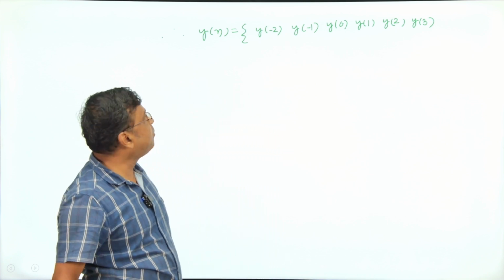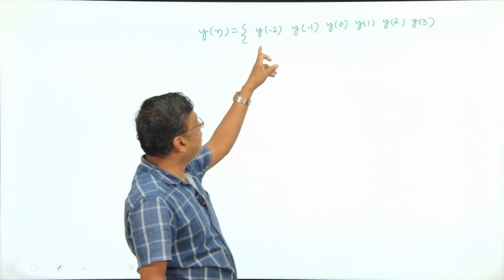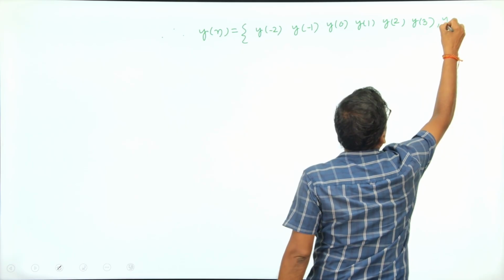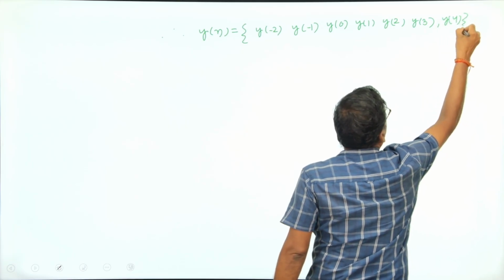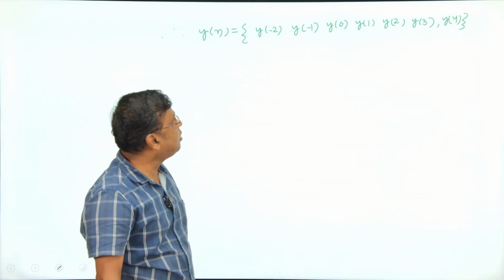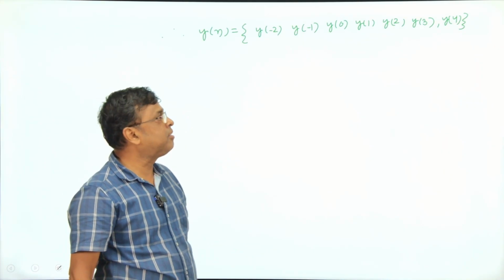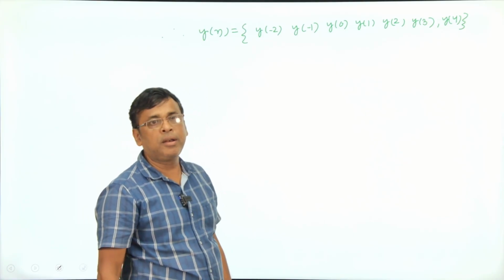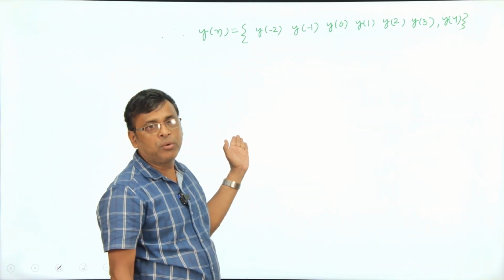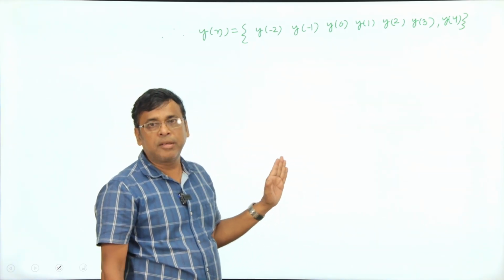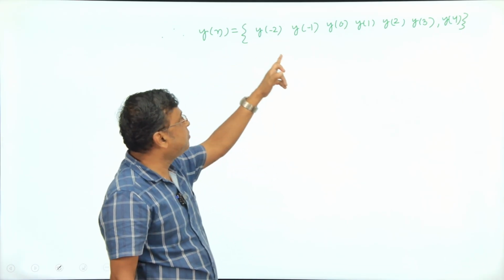For n equal to -2 to n equal to 4, y of -2, y of -1, y of 0, y of 1, y of 2, y of 3, then y of 4. The length of y of n is L plus M minus 1, so length of y of n equal to length of x of n plus length of h of n minus 1. The x of n length was 4, h of n length was 4, and 4 plus 4 is 8, minus 1 is 7. That's why the length of y of n must be 7.